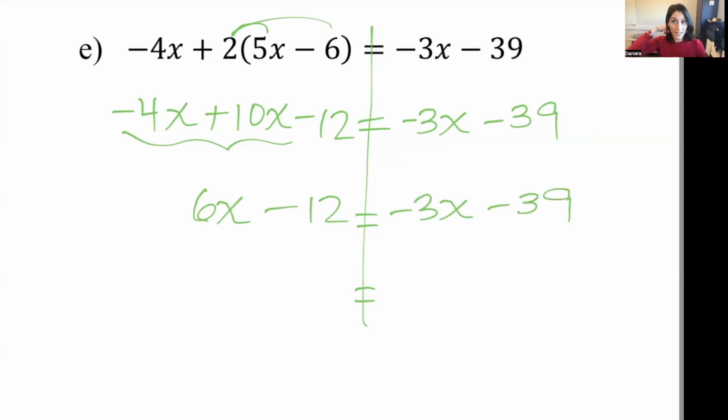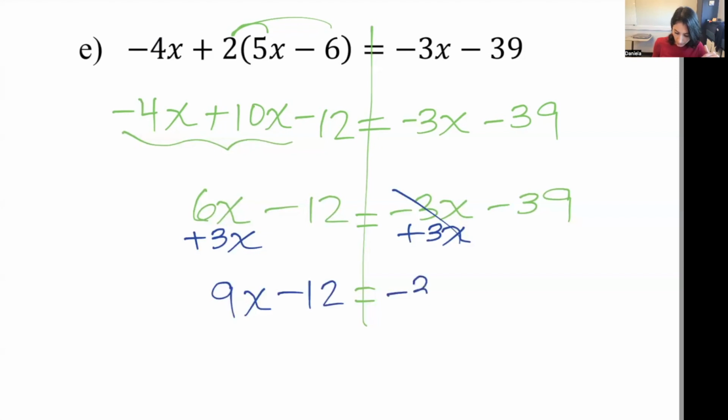Now this looks like, right, we've seen this before. So again, it does not matter which guy moves first. Some people might look at the 6x and the negative 3x and they might say, maybe I like keeping stuff positive. Maybe I can add 3x on both sides. Notice I'm stacking like terms. 6x plus 3x is 9x. And then just drop everything down that we didn't touch.